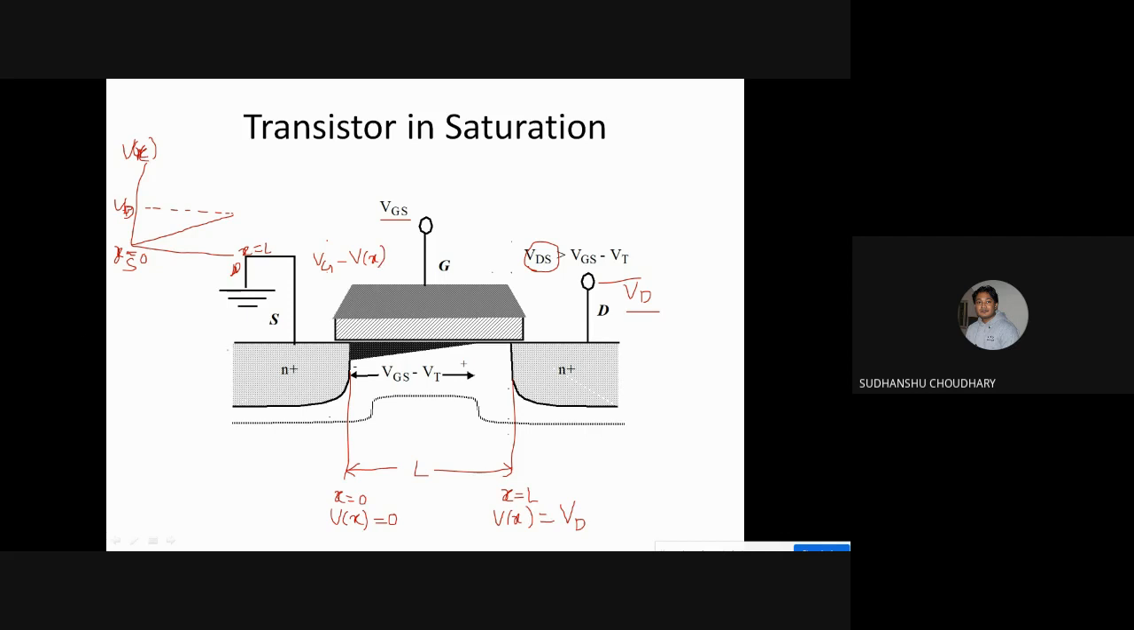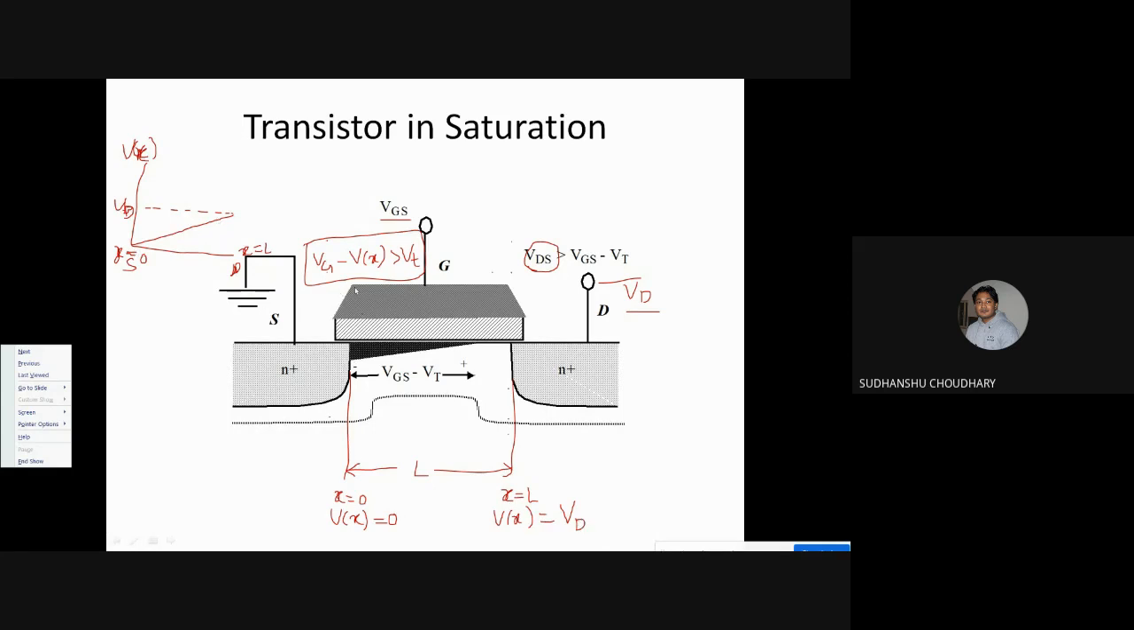So the total channel potential, Vg minus Vx, should be greater than the threshold voltage for maintaining a channel under the gate. If there was no Vd, the entire Vg was appearing here. So Vg is greater than Vt, then the channel is here. But now since Vd is also applied along with Vg, the channel potential is changing. That is, it is 0 here and then it becomes Vd.